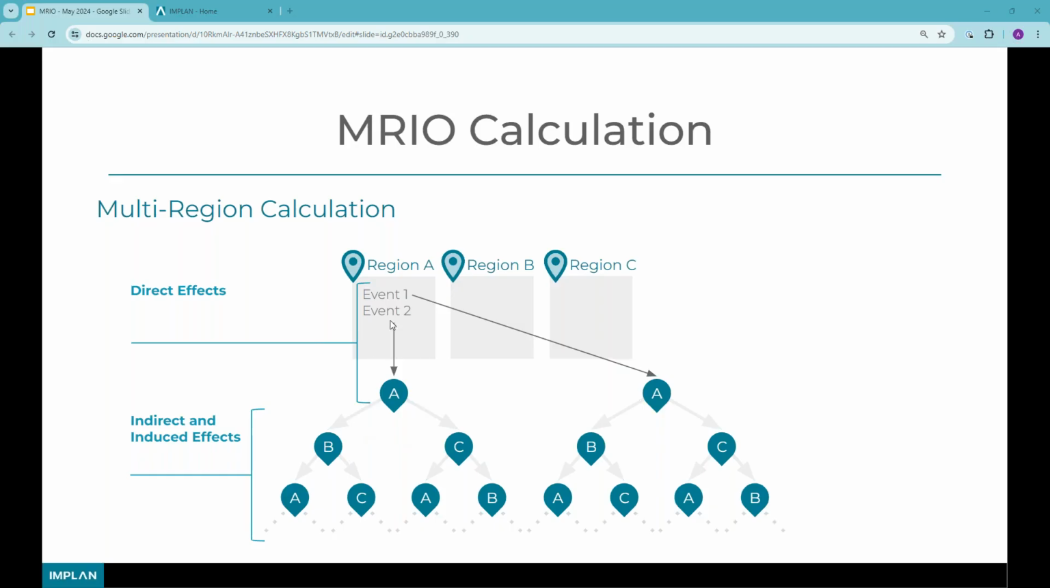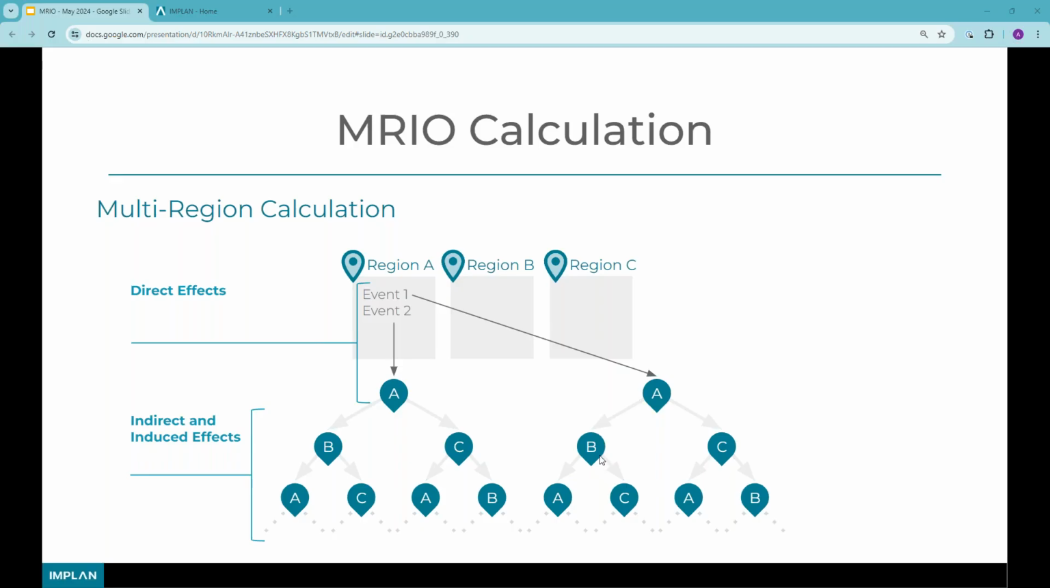Let's say that event 1 here is a new hospital that's being built in region A. Some of the construction inputs, say cement, might be produced in our linked region B. In that case, from region A, dollars are going to be sent over to region B for that cement purchase. And then in region B, that cement producer might also need to source some of their products from regions A or B.